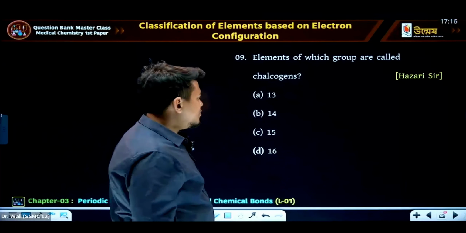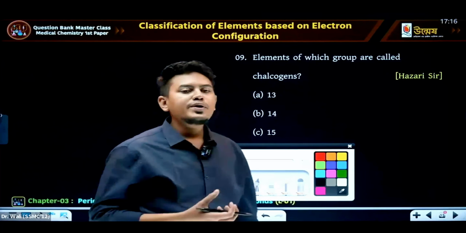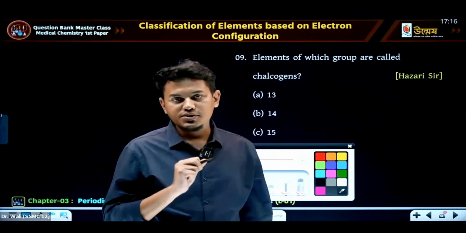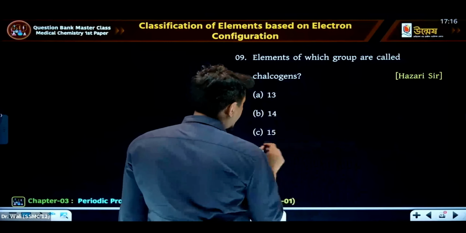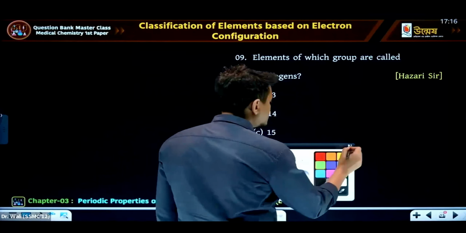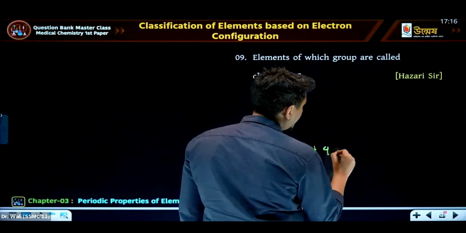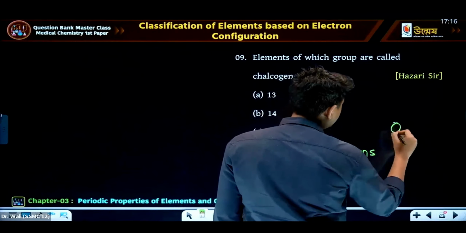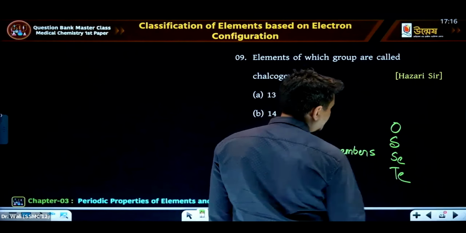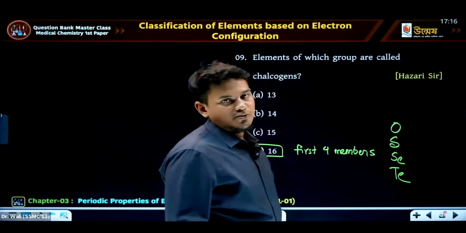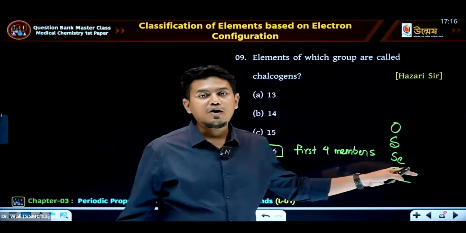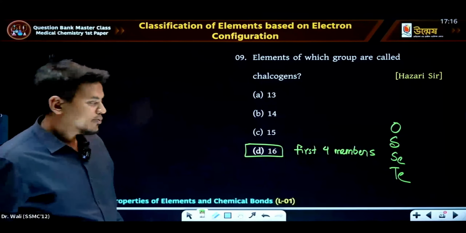Elements of which group are called chalcogens? We know ore forming elements, which are found in the ores, are called chalcogens. And we should say that they are group 16 elements, actually the first four members, which are oxygen, sulfur, selenium, tellurium. These are the most common compounds found in ore. That's why they're called chalcogens. So the answer will be group 16.